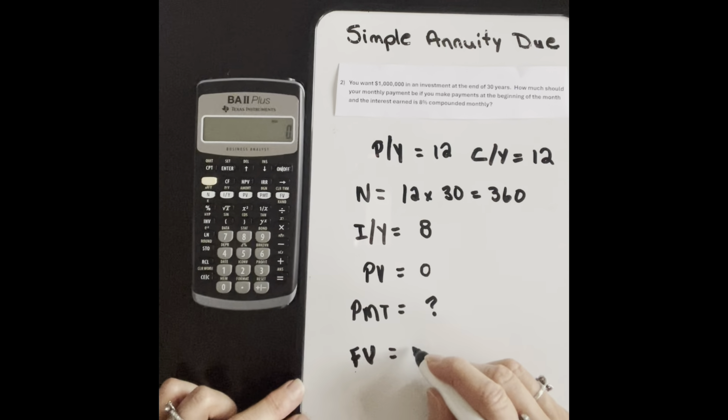Now we're going to put these values in. 360 is N. 8 is I per Y. Present value is 0. You can either put that in, or if you've cleared the work like I did, it's going to automatically be 0. The future value is $1 million. And we want to compute the payment.